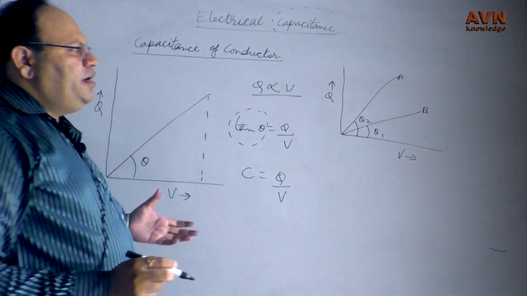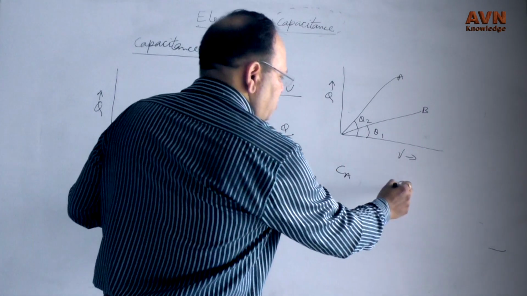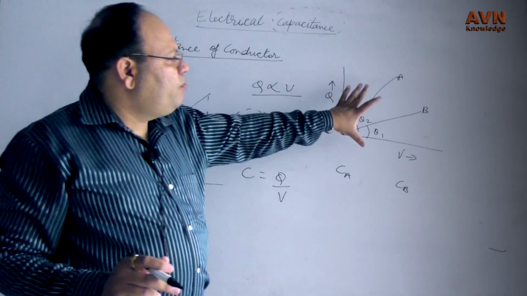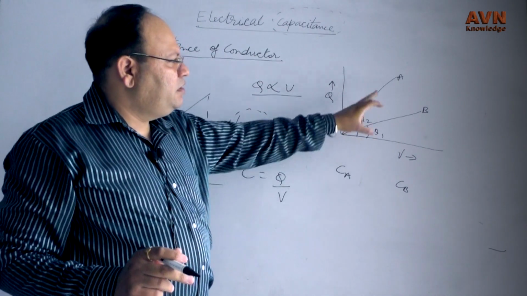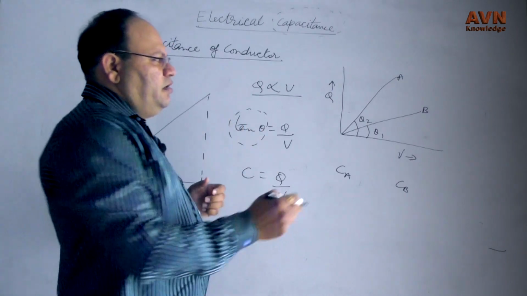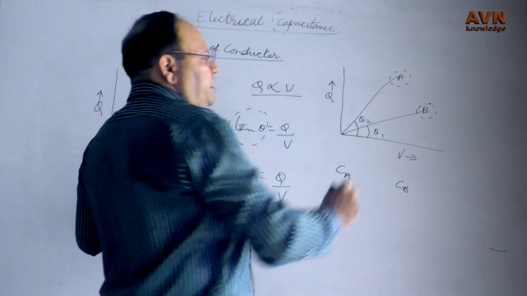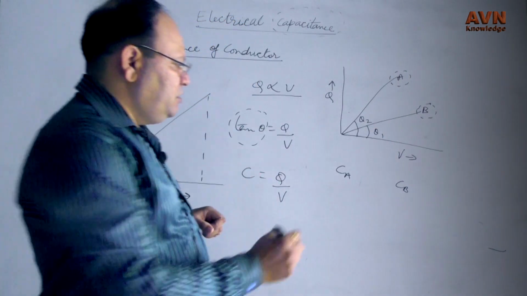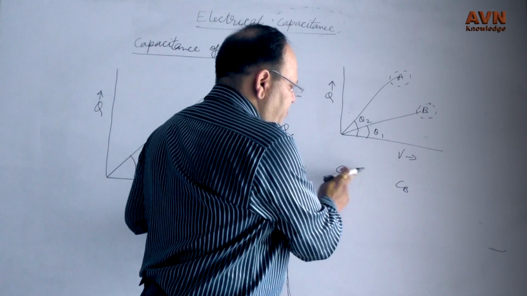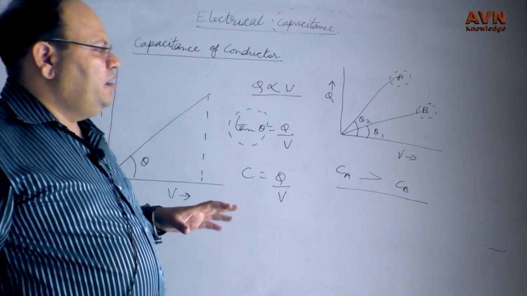And I have to calculate which metal has more capacitance, A or B. So we calculate what is the tan theta. Tan theta of B is less and tan theta of A is more. So the capacitance of A material will be greater than the capacitance of B material.